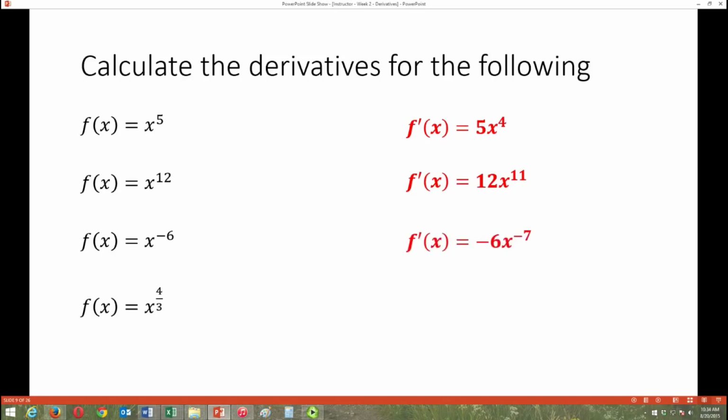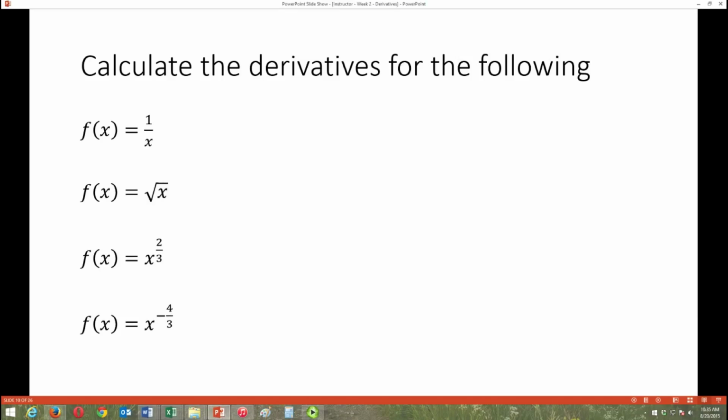It's f prime of x is negative 6 x to the negative 7. Again, we're subtracting negative numbers, so negative 6 minus 1 is negative 7. What is the derivative of f of x equals x to the 4/3? It's f prime of x is 4/3 x to the 1/3. Again, we're dealing with fractions, so it may take a little while to master that.